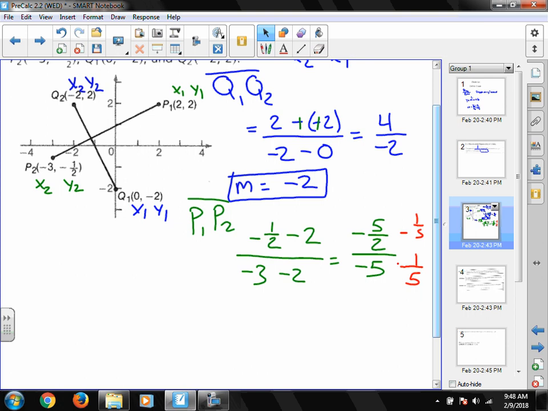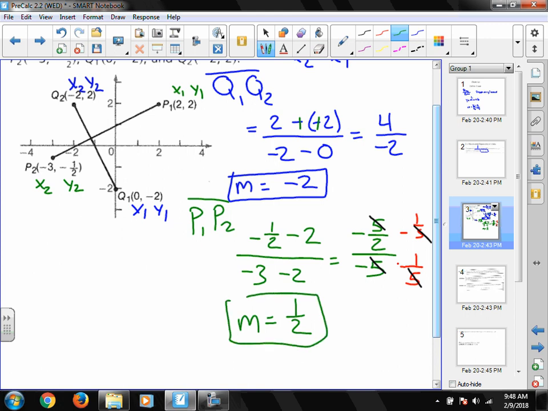The reason we do that: this cross cancels here, the negatives go to a positive, and we're lucky here that this 5 and this 5 will cross cancel, so I end up with a slope of positive 1/2, because when you multiply the two negatives, you get that positive. So there's the slope of those two lines.